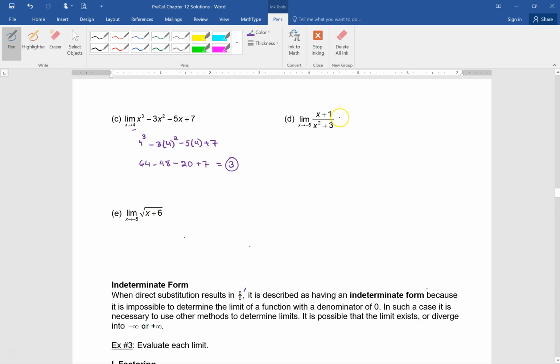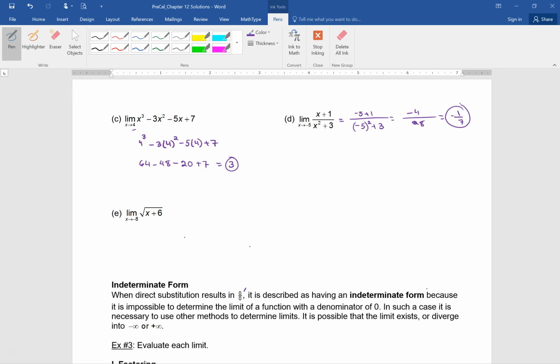Okay, one more. We plug this in. What do we plug in? Negative 5 plus 1 on top. On the bottom, I get negative 5 in parentheses squared plus 3. Negative 4 over what? 28. So that's negative 1 over 7. Okay.